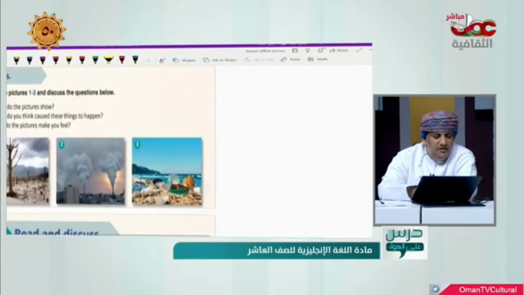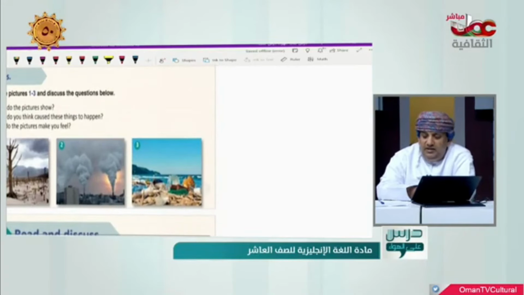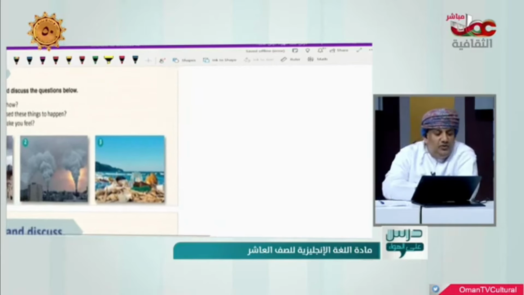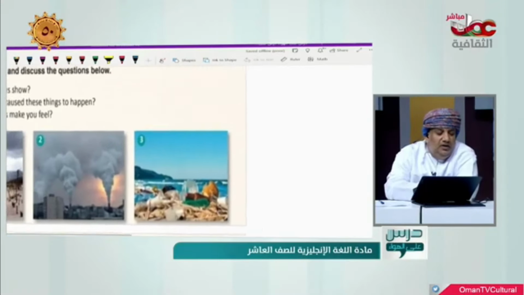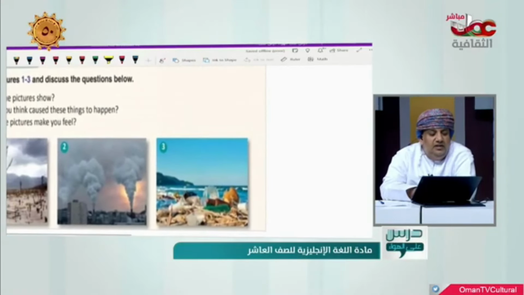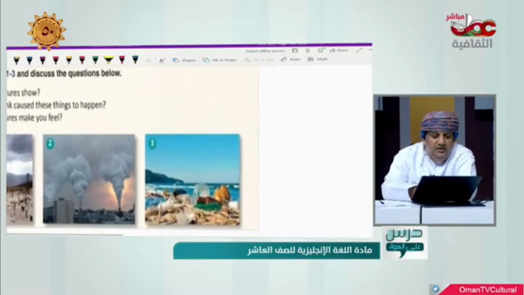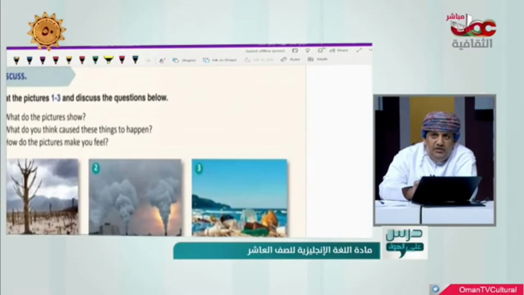Yes, it's a dry place and dead trees. So what do we call this? Drought. Thank you. So picture number 2. What is it? Yes, it's a city with bad air pollution. Also number 3, it's also pollution. So it's plastic pollution. What do you think caused these things to happen?